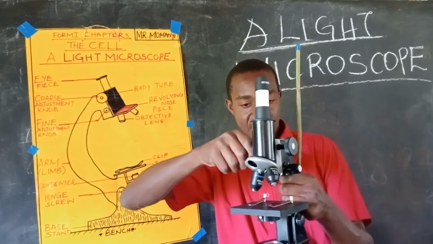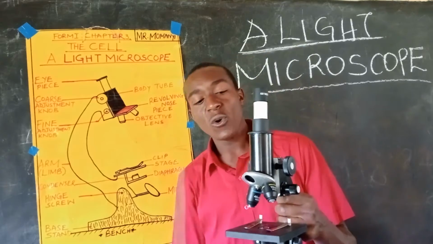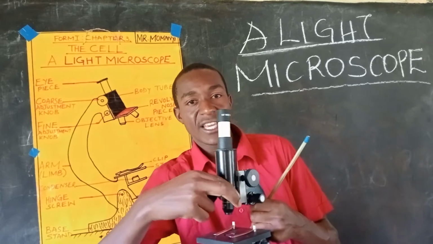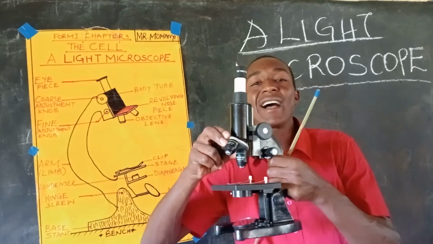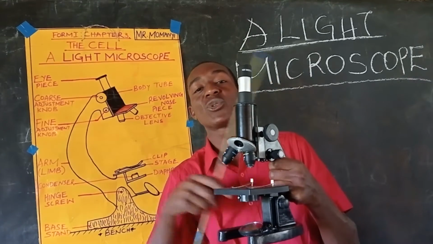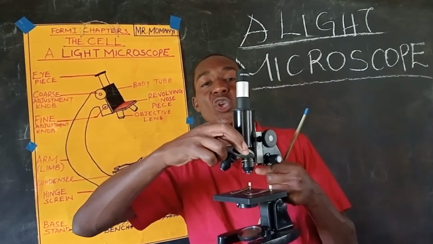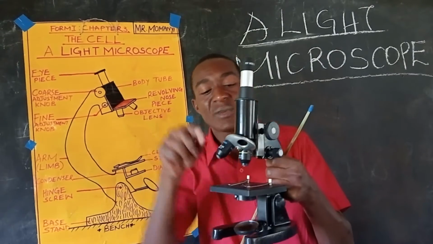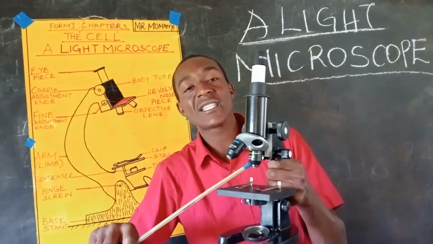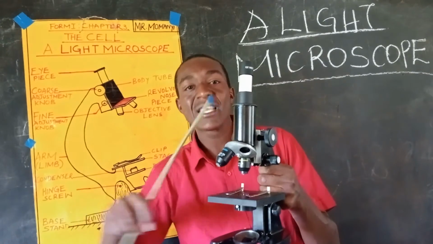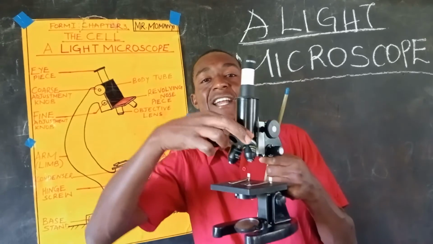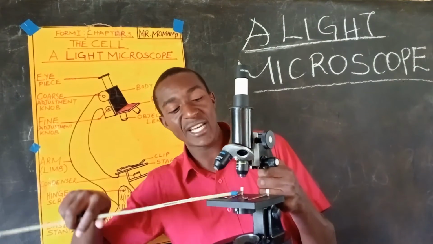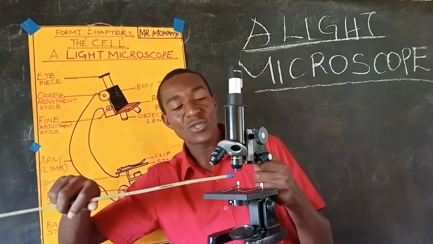Let me first of all ensure that my objective lenses are safe. Now, the revolving nose piece, as the name suggests, it revolves. You can rotate it and ensure that the objective lens that you want to use has been put in place. So you can turn it like this until you hear the clicking sound. That clicking sound means I have turned to this objective lens here. So the revolving nose piece can be rotated to bring the desired objective lens onto this line so that you can observe.